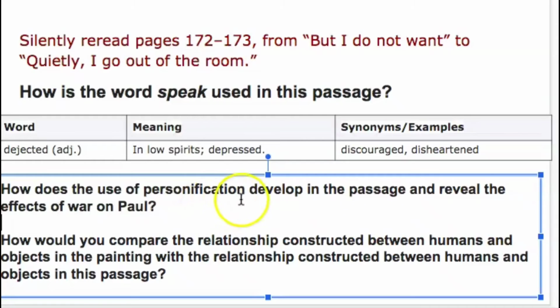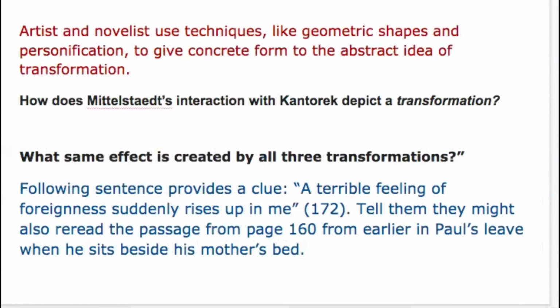How does the use of personification develop the passage and reveal the effects of war on Paul? How would you compare the relationship between the constructed human objects in the painting and the relationship between the human objects in the passage? Artists and novelists use techniques like geometric shapes and personification to give concrete information and abstract ideas.